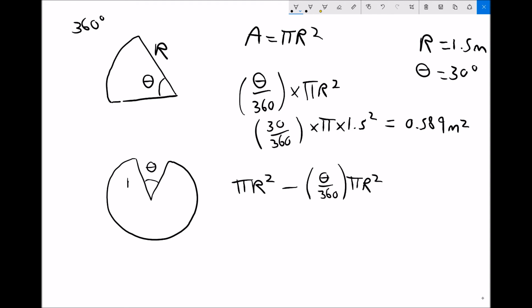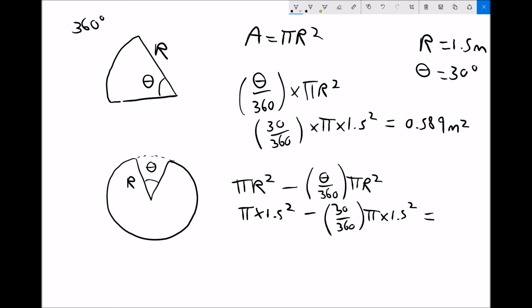Now for the second one, I'm going to use the same values. I'm still going to use a radius of 1.5 meters and a theta value of 30, just to emphasize the point here. So if we were to calculate the area, we would get pi times 1.5 squared, because that's the area of the complete circle. But we need to minus the area of that sector theta. So we would minus the 30 again over 360 times pi times 1.5 squared. Now that would give us the area of the larger sector.